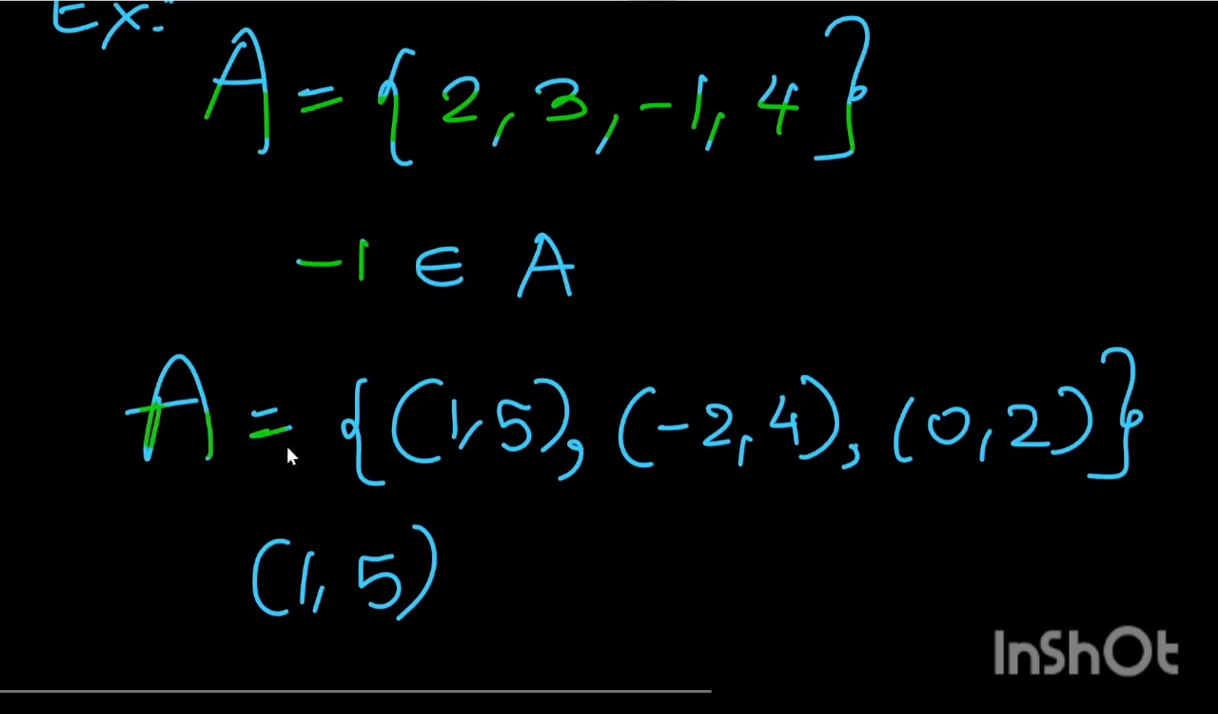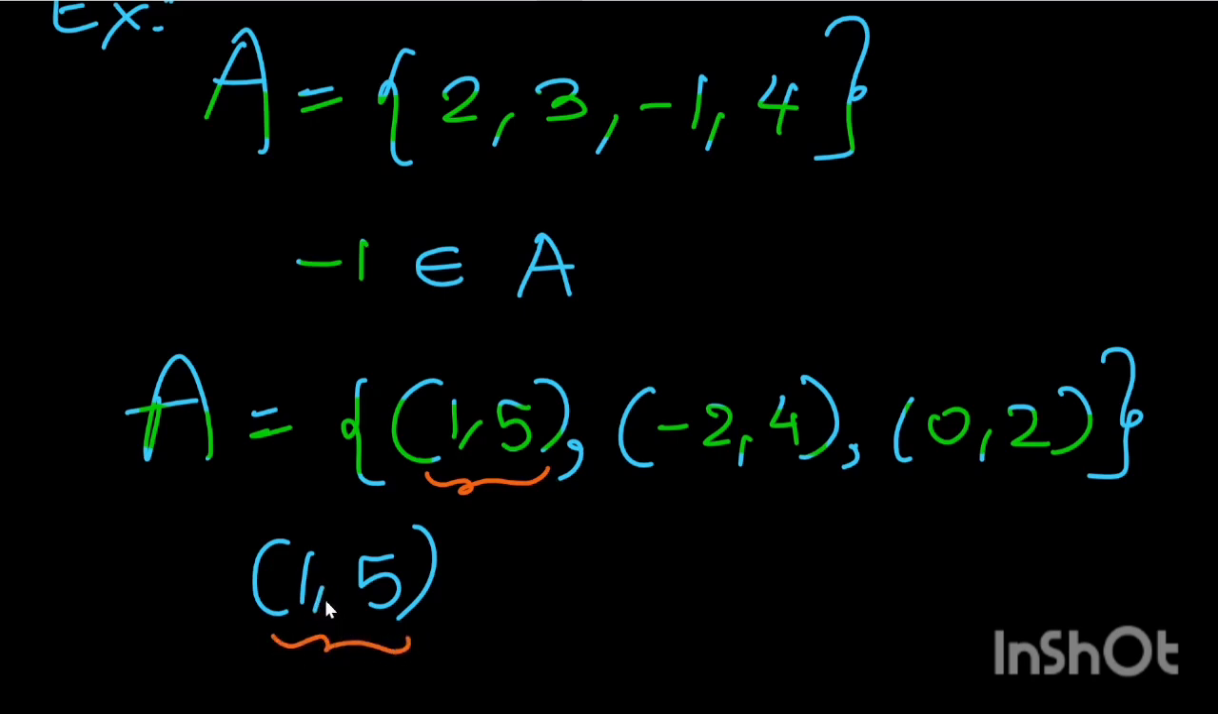In this, A is like this. A is 1 comma 5, minus 2 comma 4, 0 comma 2. So instead of some numbers or some letters, what we have is something like this: 1 comma 5, which is separated by comma inside two round brackets. This is what we call, guys, ordered pair. Ordered pair, we have seen that it is used in answering the inequality, or it is used as a symbol in denoting a coordinate.